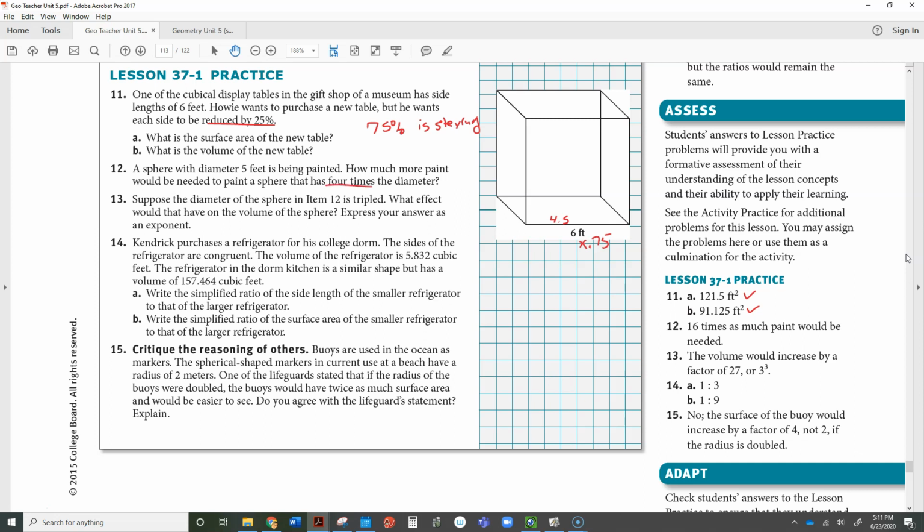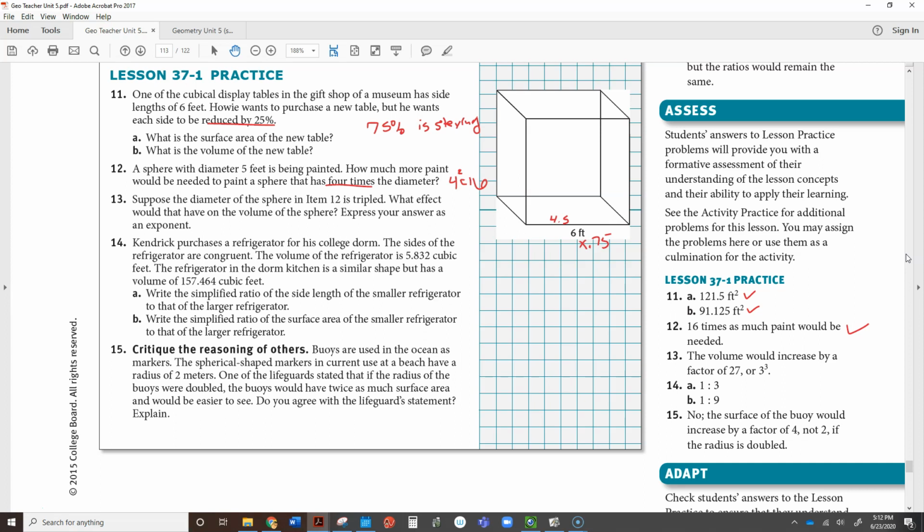What are they asking me for? Where does paint go? We're not filling the sphere with paint. We're putting it around the outside, so that's surface area. So 4 squared, which will give us 16, is 16 times as much paint.